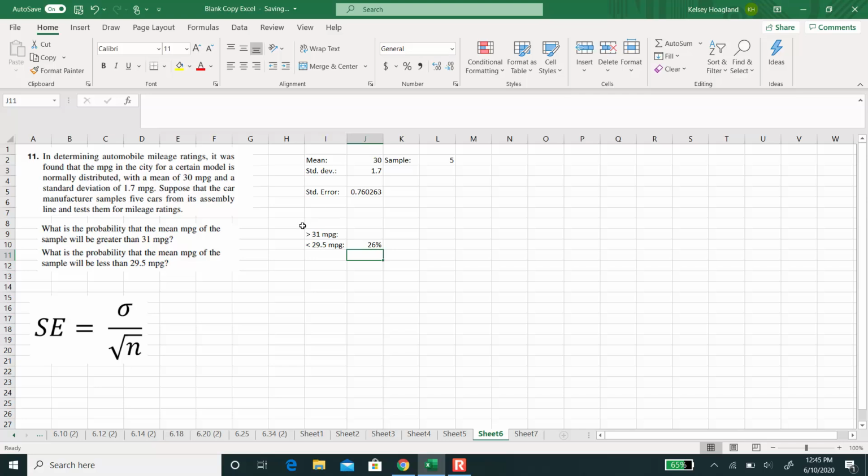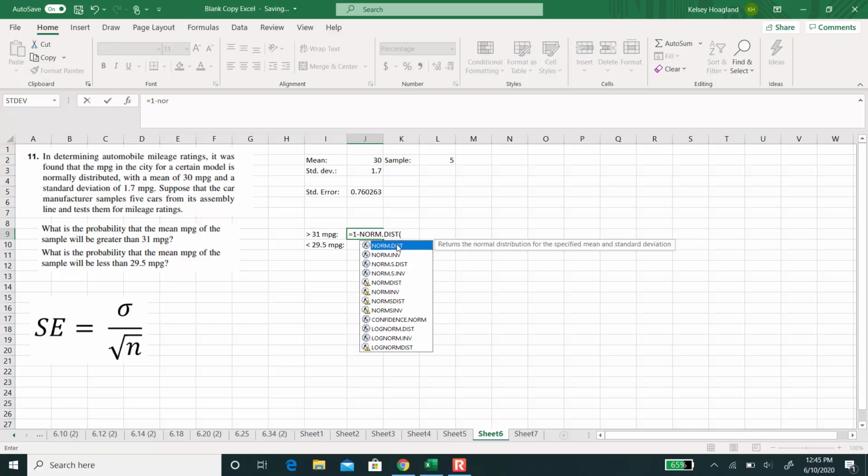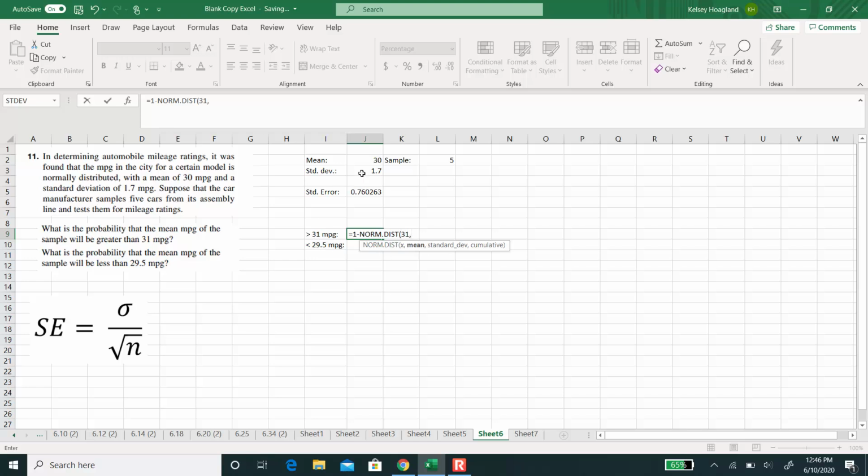Now when we're doing greater than, we do almost the same exact thing. We still use the normal distribution equation, except we take 1 and subtract the equation from it, because the normal distribution equation will give you less than 31, but you want greater than 31. So we do equals 1 minus normal distribution. Our x this time is going to be 31. Then we put in our mean, our standard error, and true. And we get 9%. So that's how you use standard error in probability calculations.